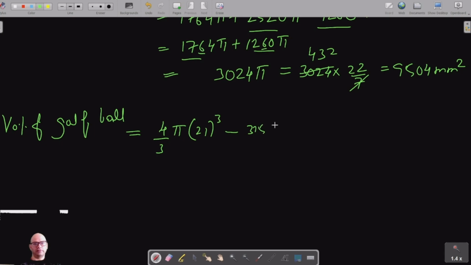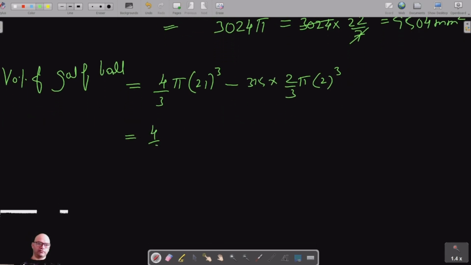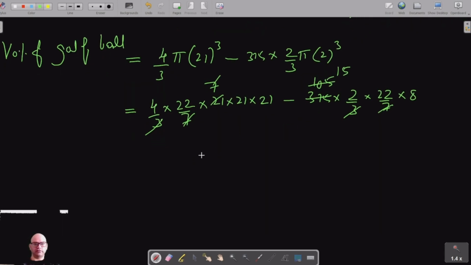So this is 315 into the volume of a hemisphere, 2 by 3 pi radius is 2 cube. Okay, so this is now 4 by 3 into 22 by 7 into 21 cube, which is 21 into 21 into 21, minus 315 into 2 by 3 into 22 by 7 into 2 cube, which is 8. So 3, 7 are 21, 7, 7 gets cancelled, 3 on the 3, 105 gets cancelled with 7, 7 15 are 105, and 7 5 is 35.